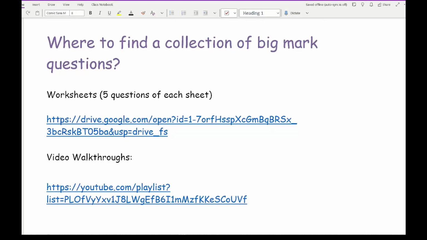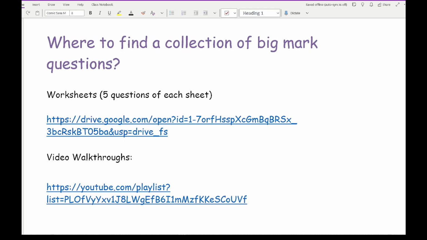Now, one way to access some big mark questions is obviously by downloading and then getting access to past papers and having a look at which big mark questions are on there, maybe trying those. But what I've done, just to make it a little bit easier and a little bit more accessible for you while you're revising for your GCSE maths, is to take all the big mark questions from the last 5 or 6 years' worth of exam papers and put them so that there's only about 5 questions on a particular worksheet.